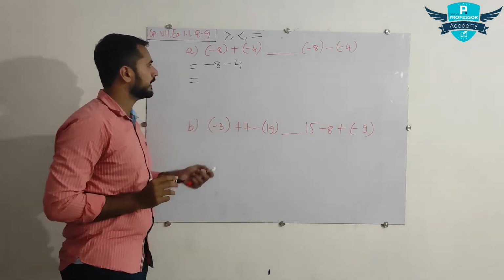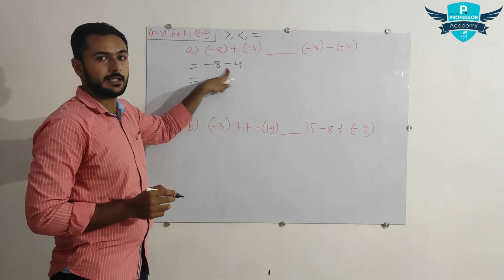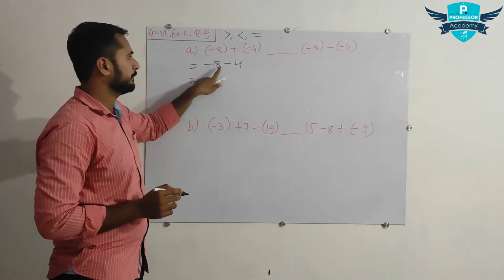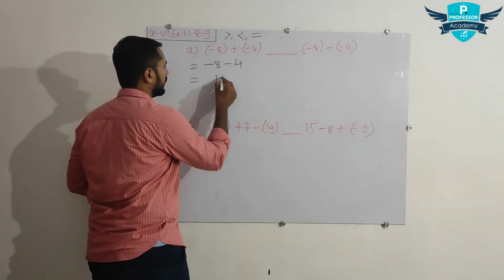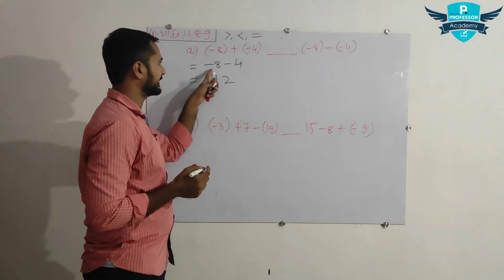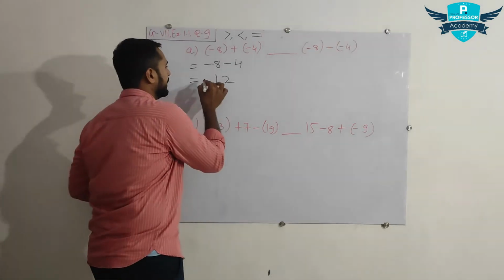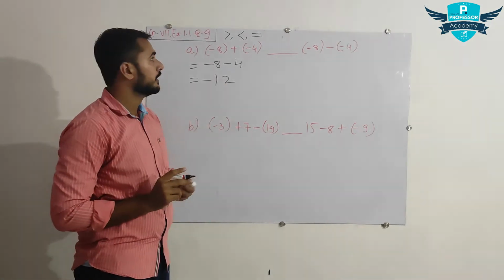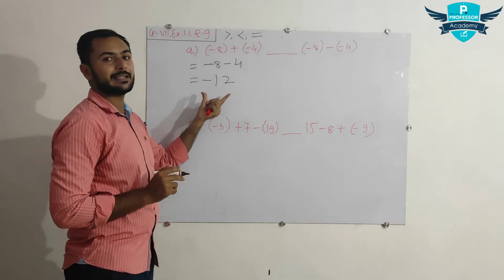Now in the next step, see here. Minus plus, it means we will do addition. 8 plus 4 is 12. But don't forget to put the sign of the bigger number, which is 8. And 8 has the minus sign, it means we will write minus over there. So for this we got minus 12.